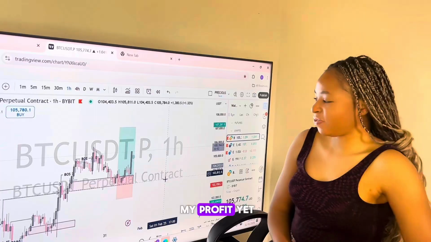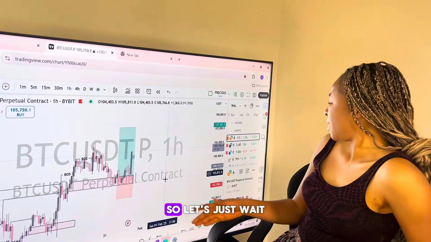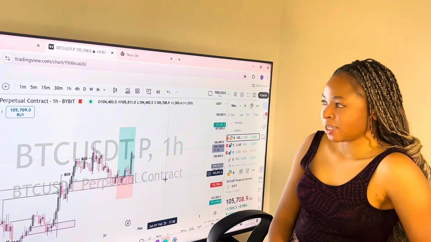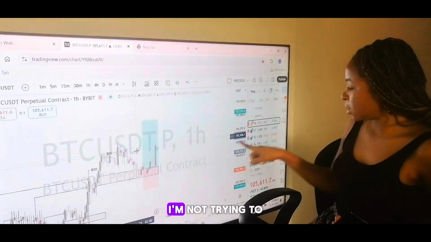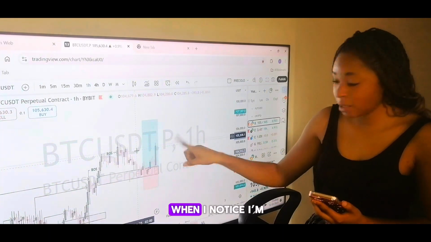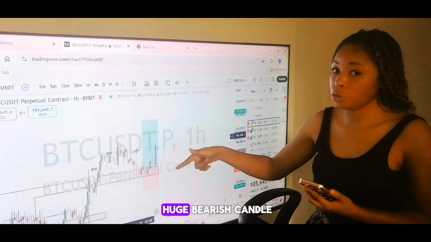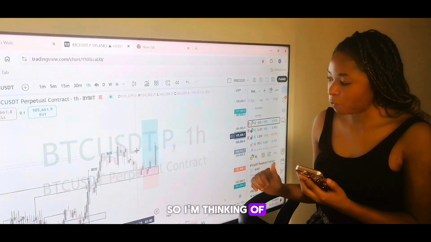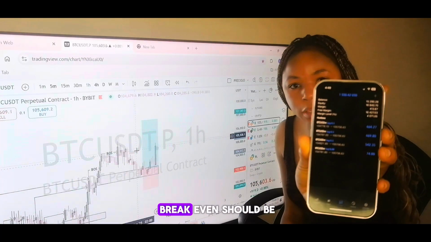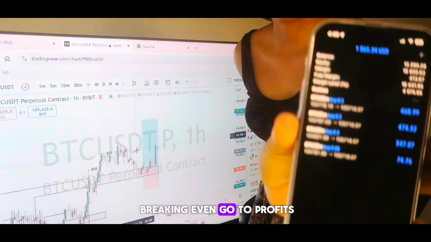I'm not going to be showing you guys my profit yet. I want it to hit my TP, then I can show you guys my profit. Just wait. I'm noticing a pullback, but it's okay. It's going in moderation. I'm noticing a serious pullback here, but I'm not trying to be greedy. When I notice impulsive movements of price upward like this, what follows next is always a huge bearish candle. So I'm thinking of breaking even because I've looked at my profits. At least it's a good profit.